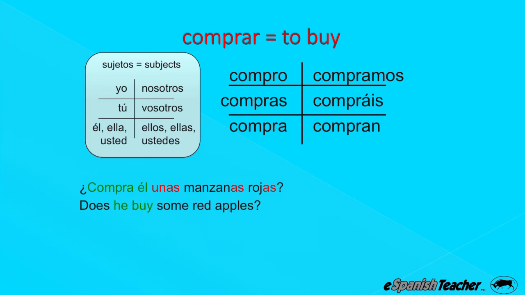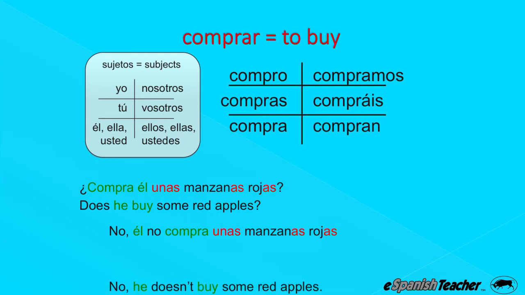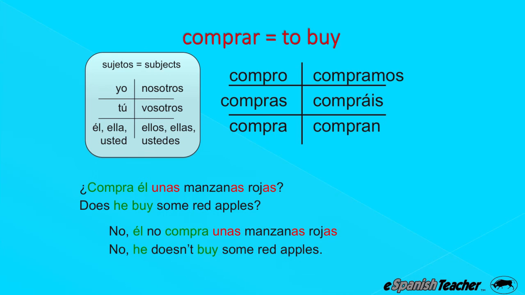Does he buy some red apples? So I changed the noun to plural and feminine. Therefore, we change the article to plural and feminine and the adjective to plural and feminine. No, él no compra unas manzanas rojas. No, he doesn't buy some red apples.